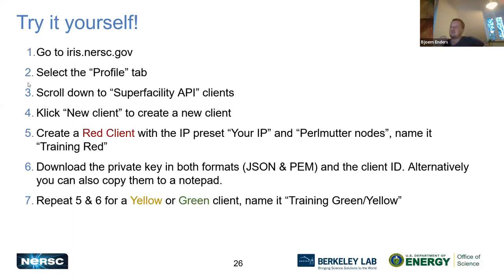And now it's time for you to do it yourself. You go to Iris, you go to Profile, Superfacility, create a client. And I want you all to create a red client with the preset permanent. If you're using Jupyter, just use permanent nodes. You don't need to add an IP.